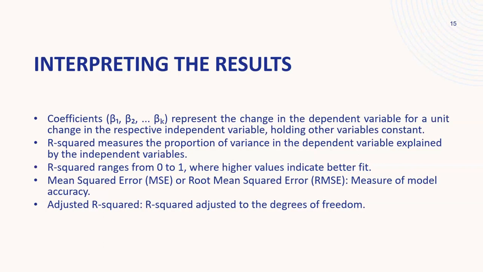R square is the explained variation. R square is equal to the ratio of explained variation to total variation. So R square measures the amount of explained variation of our model, which ranges from 0 to 1. Okay. There is a concept of root mean square error, which measures the model accuracy, and there is a concept of adjusted R square, which is R square adjusted for the degrees of freedom. Now let me explain to you the concept of R square and adjusted R square. As I told you, R square is the ratio of explained variation to total variation.